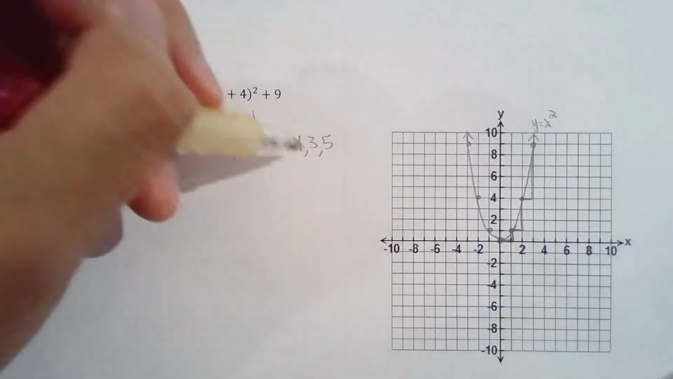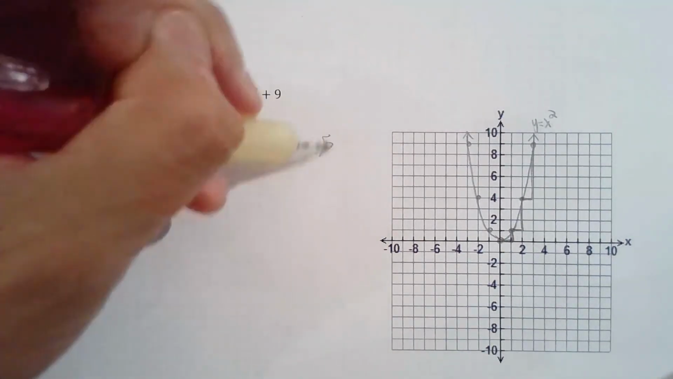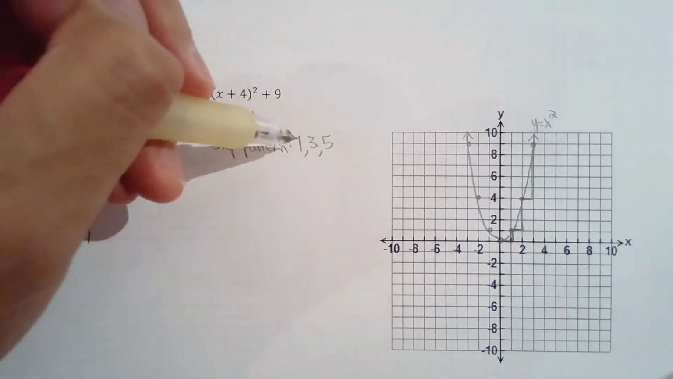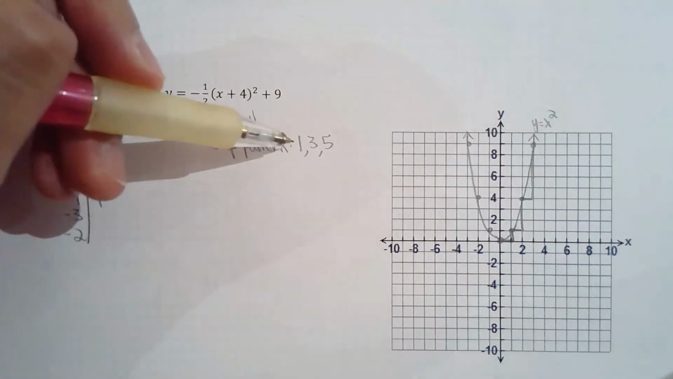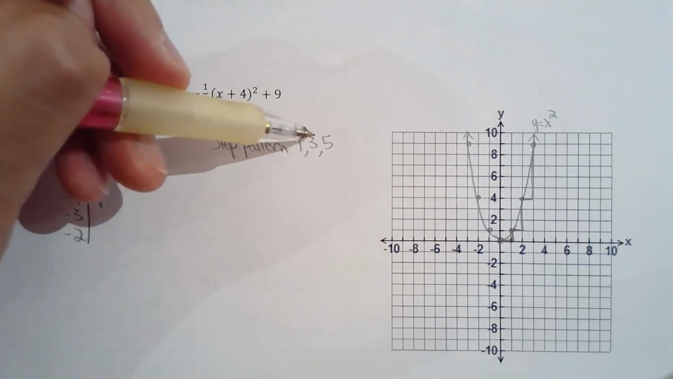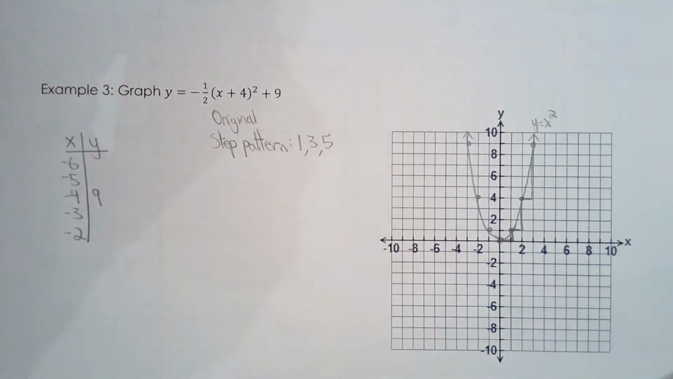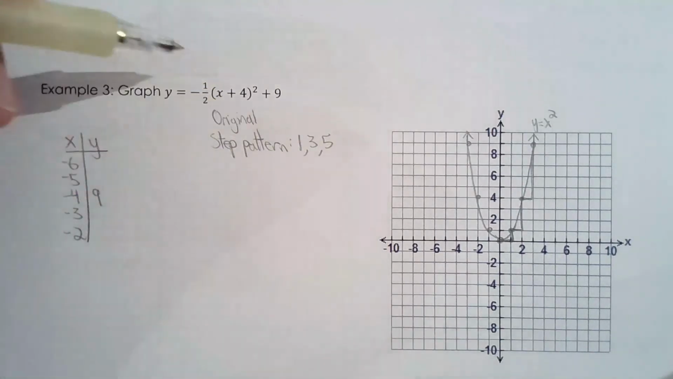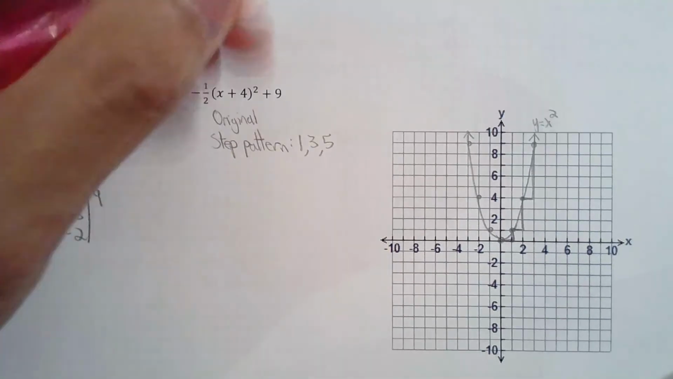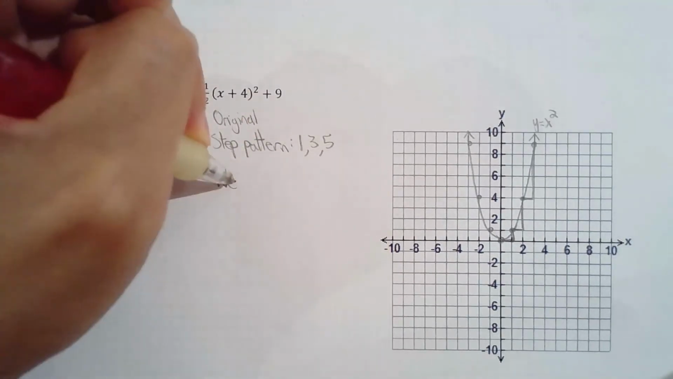But this makes sense because the first differences grow by a constant amount. And when it's y equals x squared, the first differences will be 1, 3, 5, and so forth and so on. Okay, so now you want to ask yourself, what is the new step pattern?